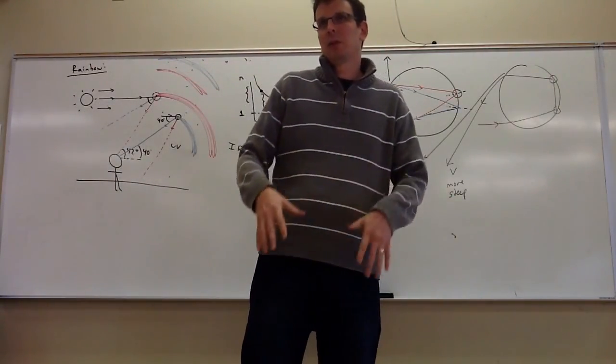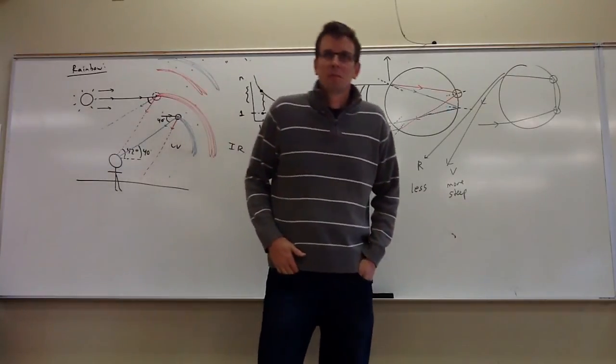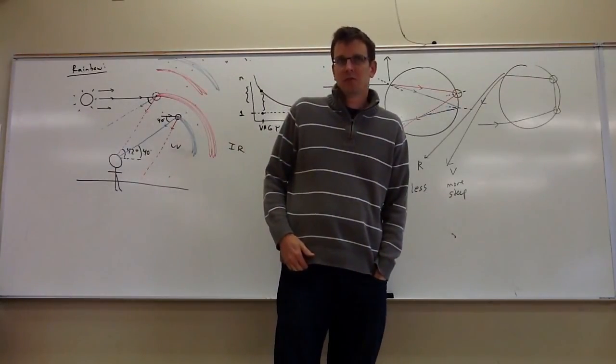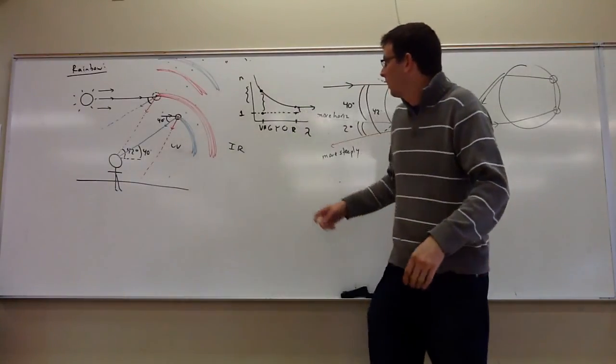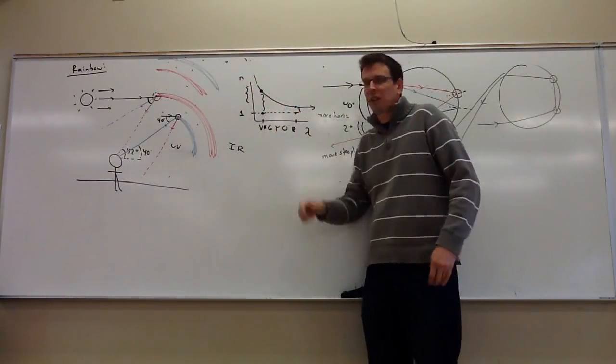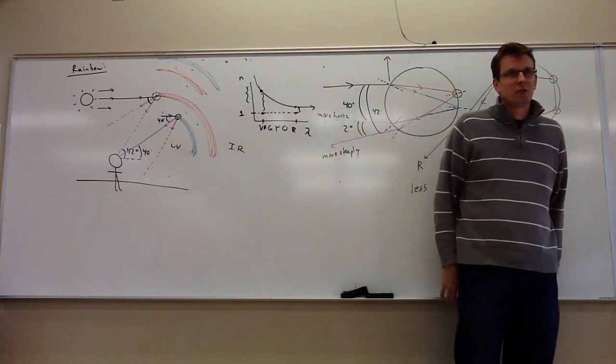Okay, so that's a little bit on dispersion, prisms, rainbows, things like that. It all stems from the fact that the index of refraction is not really quite the same for every single color.